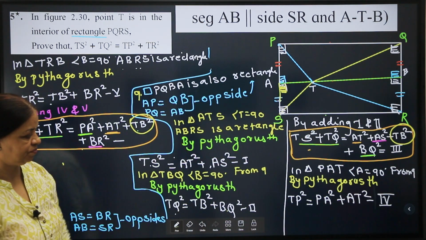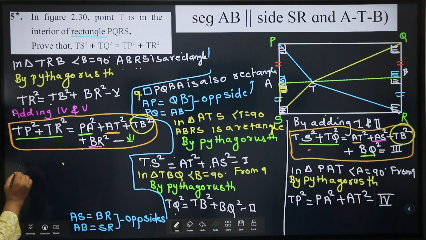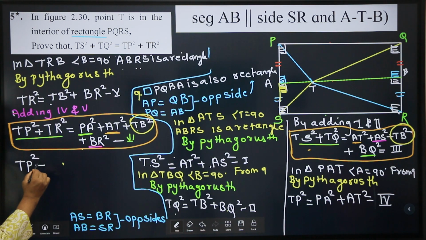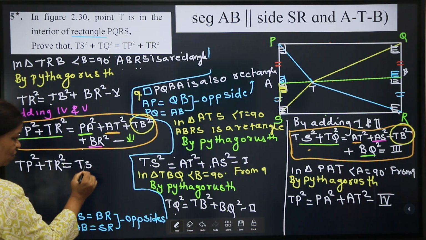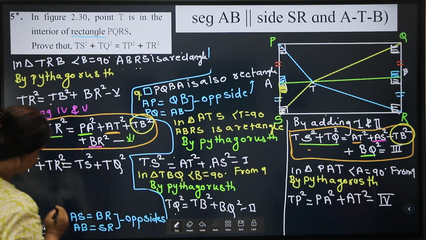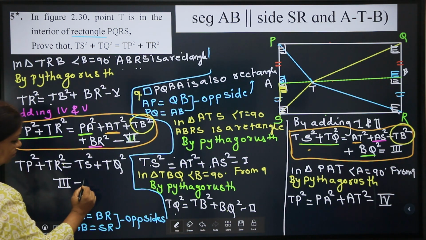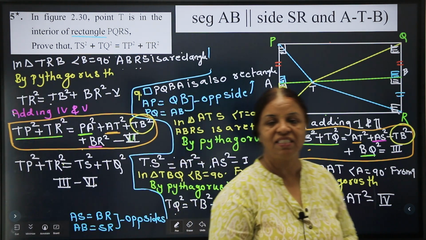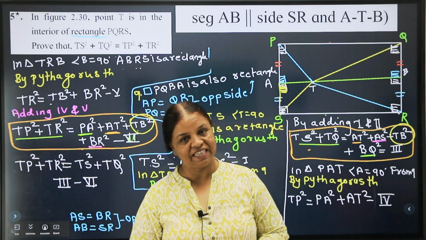So, from third and from sixth, this is your sixth statement, we can say TP square plus TR square is equal to TS square plus TQ square. And from where we got it? From third statement and from sixth statement. Hence proved that TS square plus TQ square is equal to TP square plus TR square. So, children, we are done with exercise 2.2 of Pythagoras theorem of standard 10th.